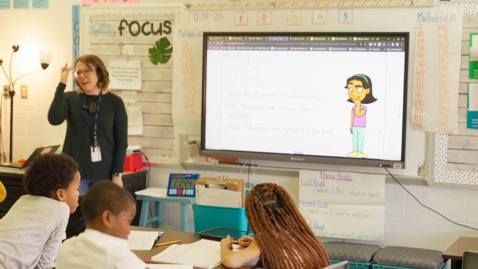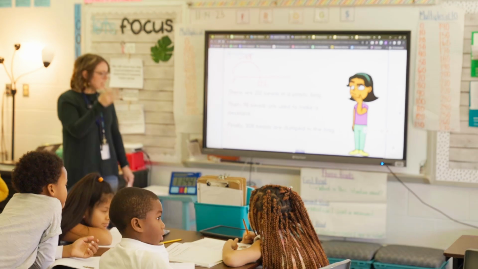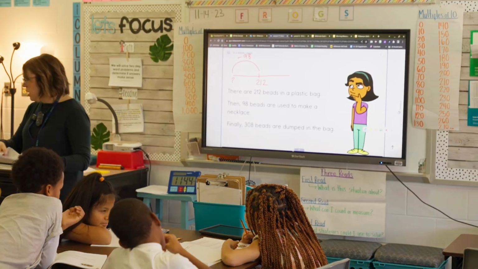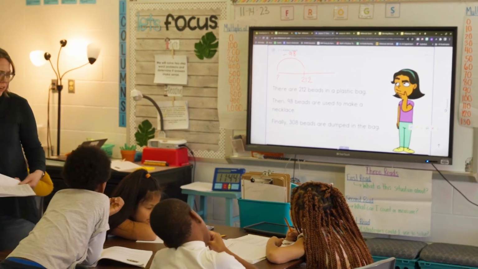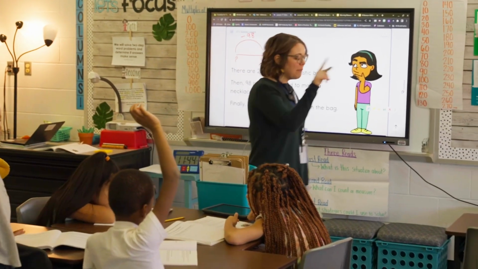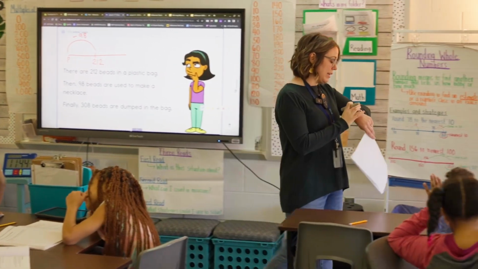In the bag. So now I have another question. If beads are being dumped into the bag, what is happening? Are we adding, subtracting, multiplying, or dividing? Raise your hand. No, I'm going to let you all turn and talk very quickly, okay?